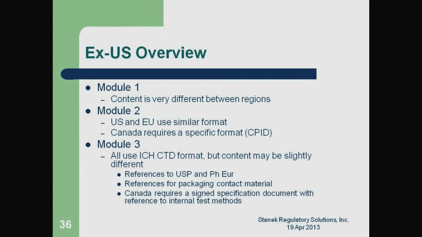Module 3, they all use the ICH CTD format, but the content may vary slightly. In Europe, they like to use the Pharmeuropa instead of the USP. Packaging material, contact material, they have different regulations that they want cited than the US does. Canada, interestingly, actually requires a signed specification. So a lot of the DMFs that I do, it's a summary of what our specification is. It's not a signed document, but Canada really needs this.